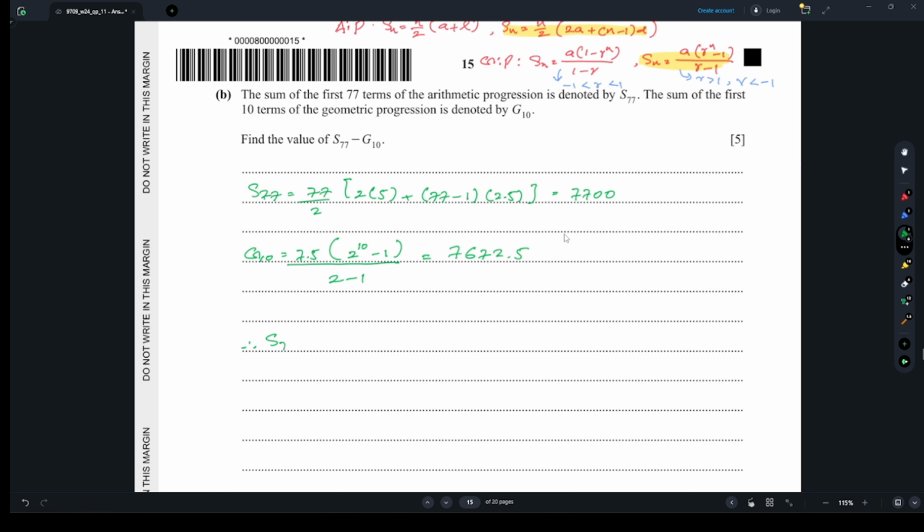Therefore, we can write S77 minus G10: 7,700 minus 7,672.5, which is 27.5. Okay, done.